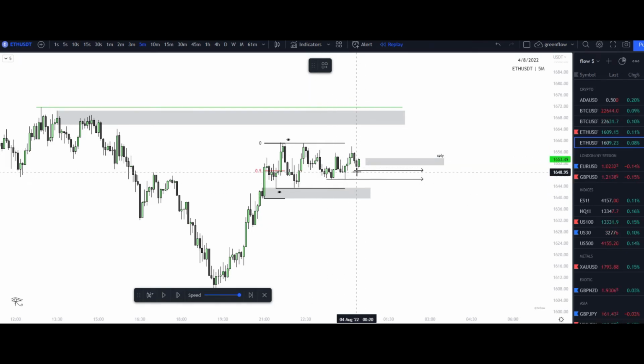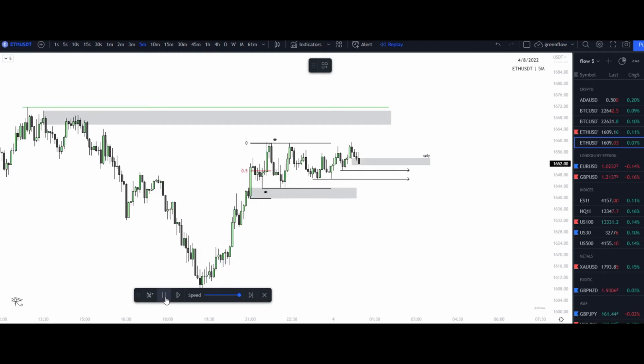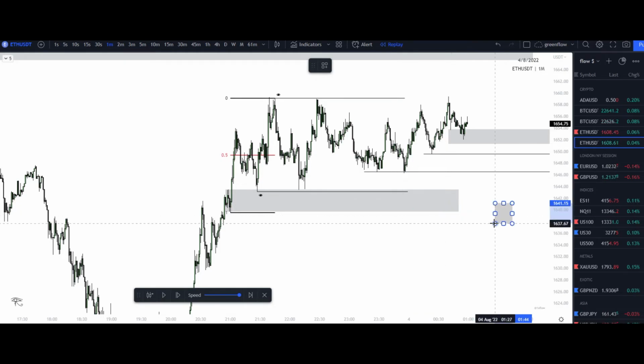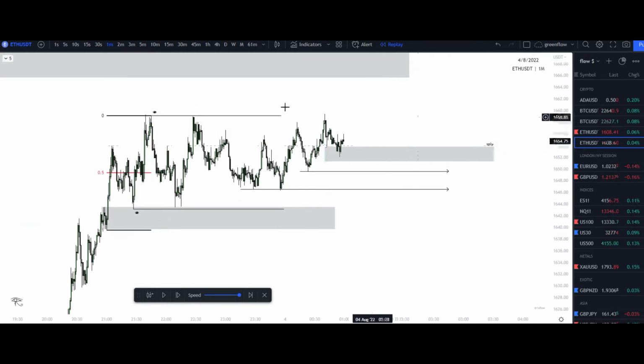We break structure to the upside right here. And then price comes up, right? We raid those highs right here. We can see that liquidity raid to the upside right here of that range. Let's go on lower time frames. You can see your raid that occurred right here.